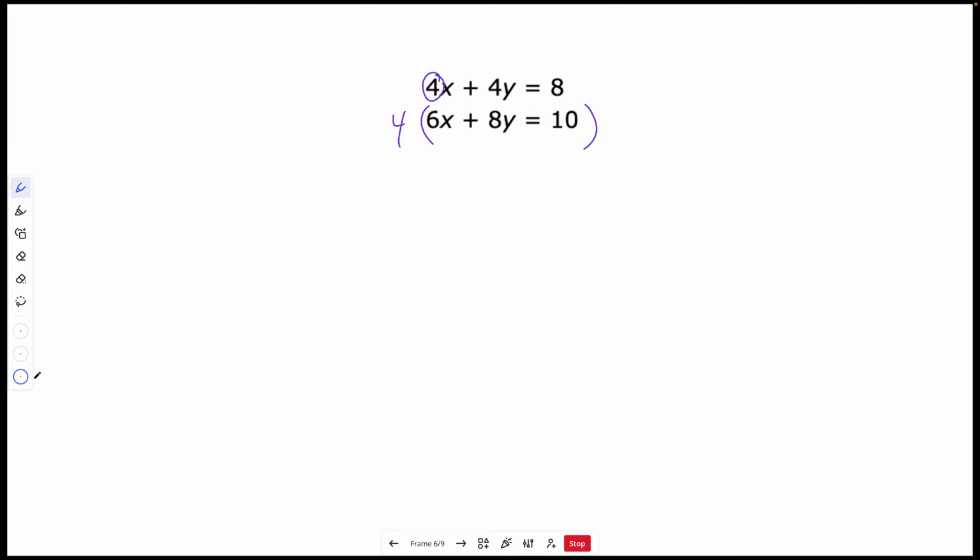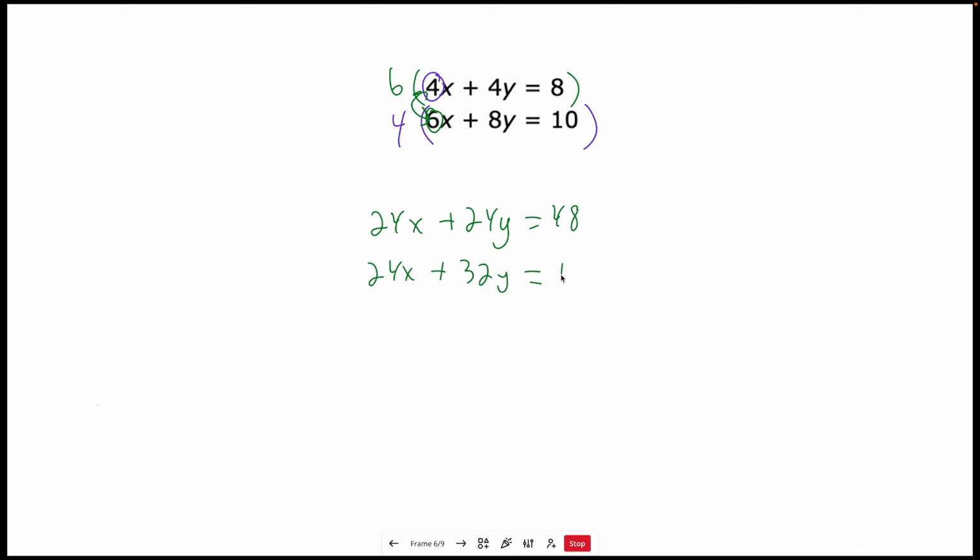And then I'll change colors here to show this. Then you're going to take this 6, and you're going to multiply everything in the top by 6. Okay, so we just sort of like flip-flop these, right? So on the top, we will have 24x plus 24y equals 48. On the bottom, we'll have 24x plus 32y equals 40.